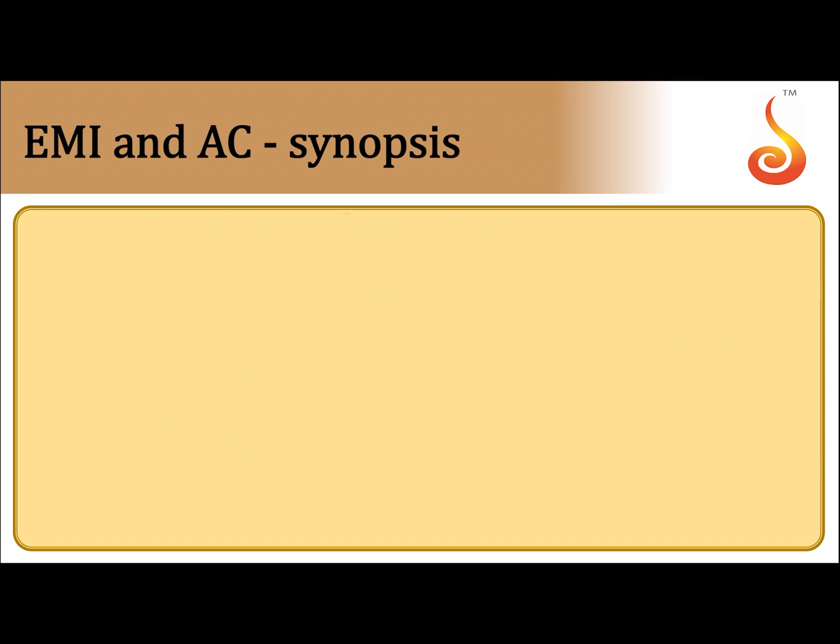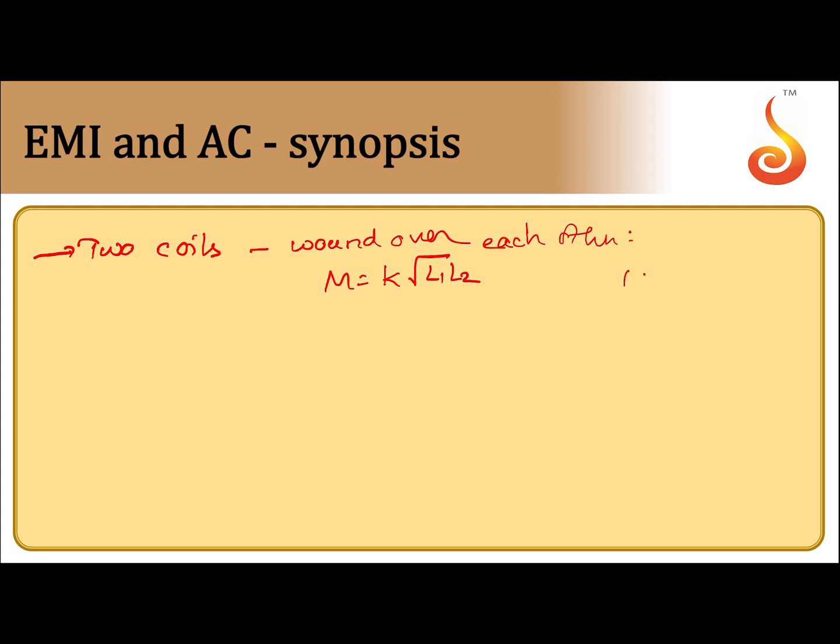Now, if we consider two coils wound in the same direction, for example, wound over each other, then the mutual inductance M is given by K root L1 L2, where K is a constant known as coefficient of coupling or coupling constant ranging from 0 to 1. If the coupling is complete, then the coefficient of coupling is 1. If there is no overlap of the fluxes, it is 0.